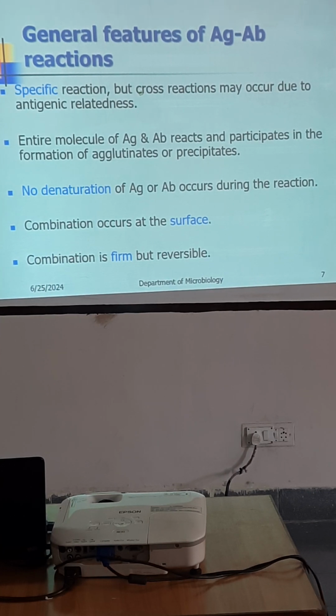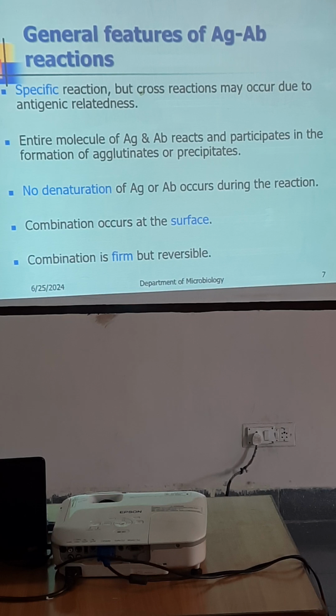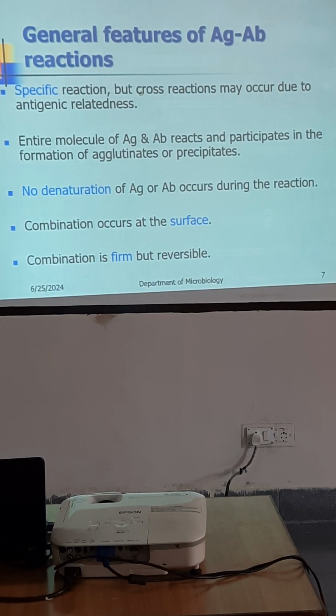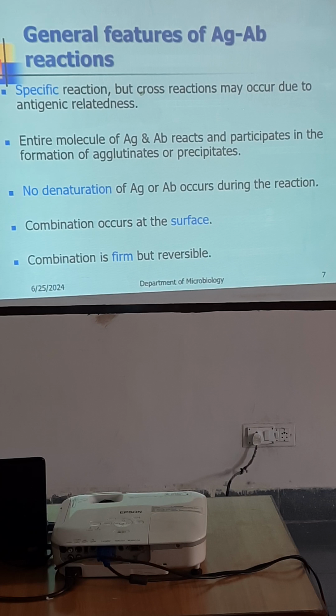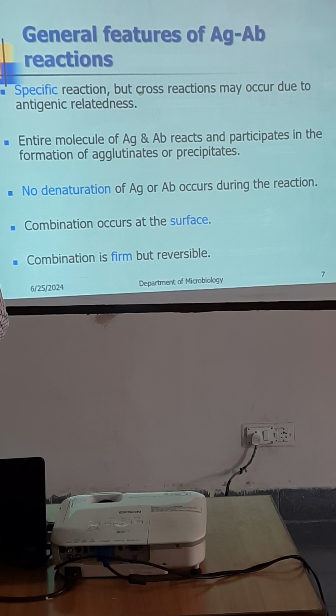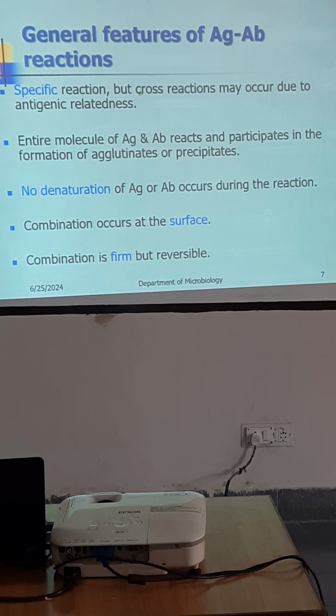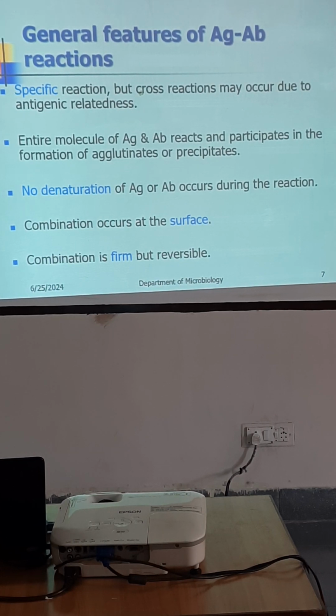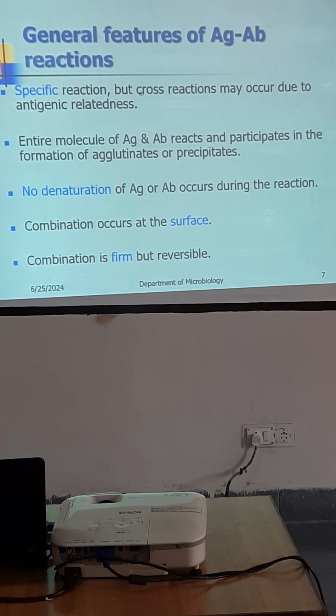So what are the general features of these antigen-antibody reactions? In brief, these are specific reactions, but cross reactions can also be seen due to antigen relatedness, and this you must have studied in antigens, that is the heterophile antigens and so on. The entire molecule of the antigen and antibody combines, they react, and they participate in antigen antibody complex formation, and they are going to either agglutinate or precipitate.